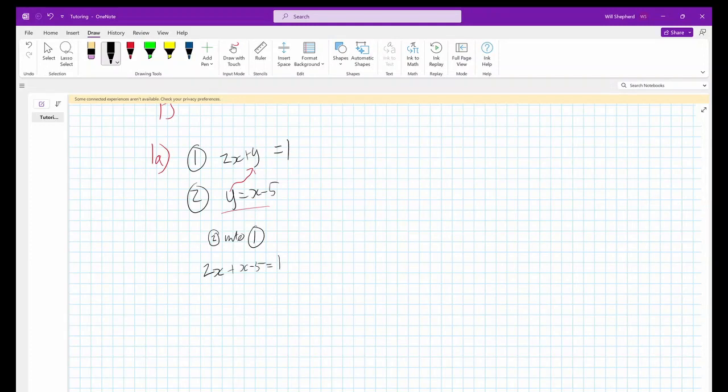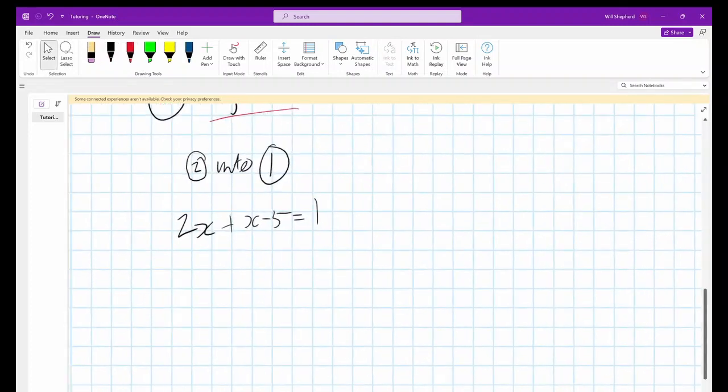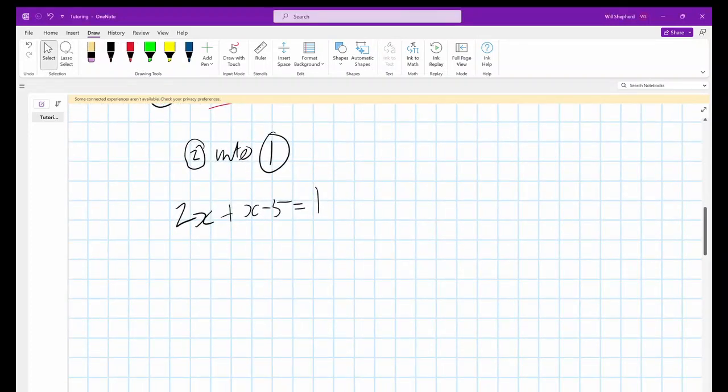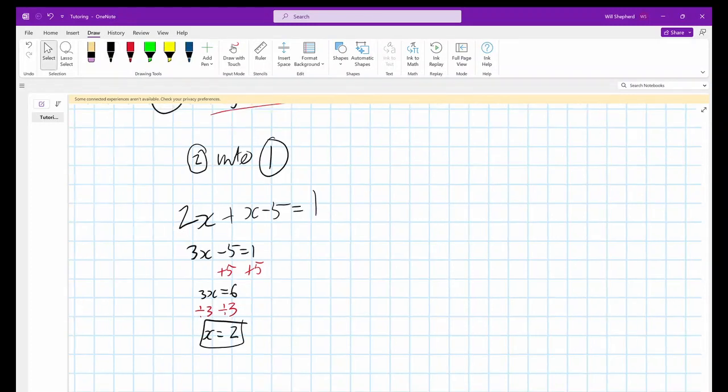If we collect our like terms here, we have 2x plus x, which gives us 3x, and minus 5, that's going to be equal to 1. We can then do good old reverse BODMAS and add 5 to both sides, giving us 3x equals 6. Then we divide by 3 to get x by itself, and we get x is equal to 6 divided by 3, which is 2. So let's slap a box around that.